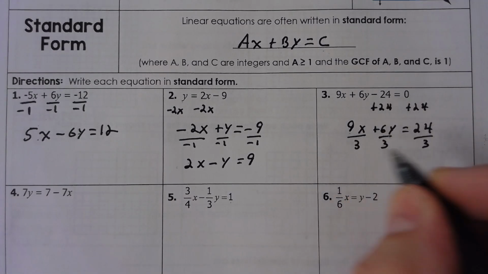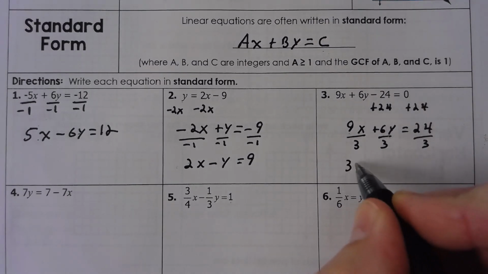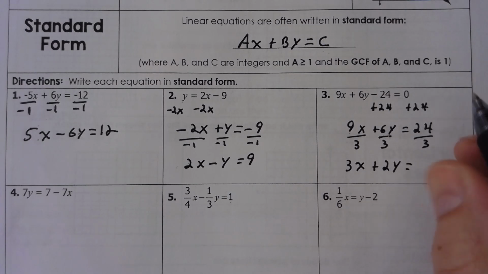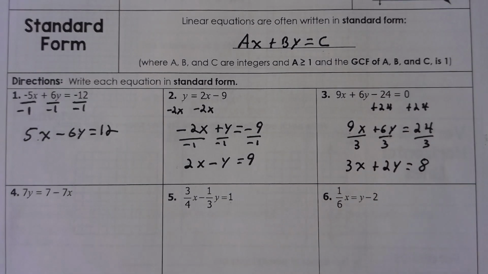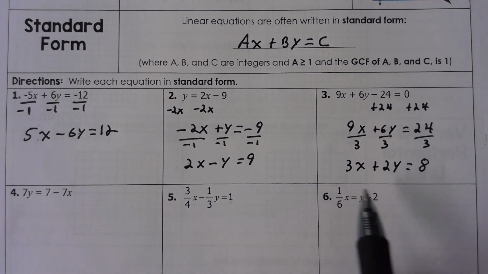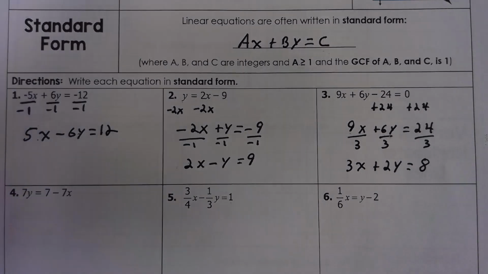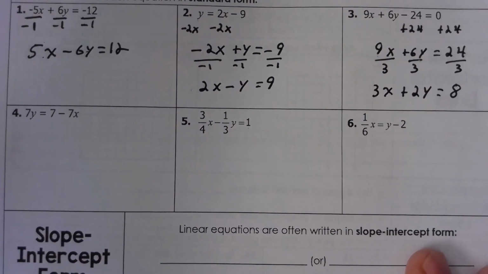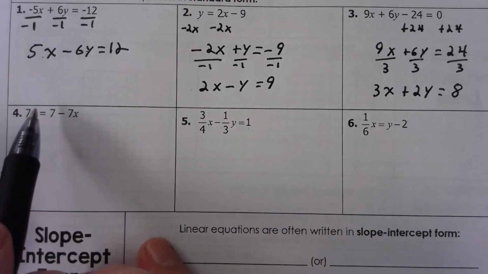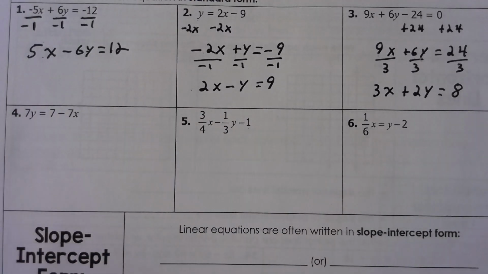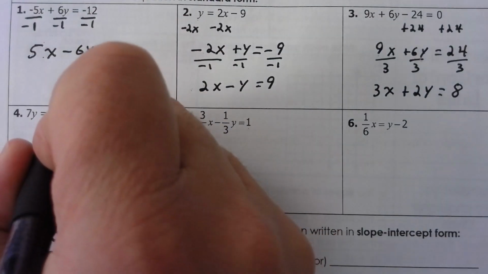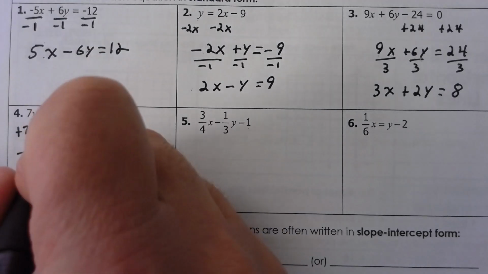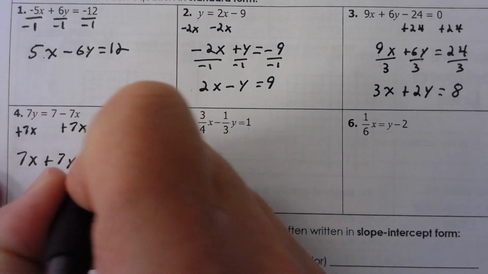So do your simplifications. 9 divided by 3 is 3, so 3x plus 2y, and 24 divided by 3 is 8. So now these are all in standard form. Next, 7y is equal to 7 minus 7x. Write it in standard form. I am going to add 7x to both sides. So 7x plus 7y is equal to 7.